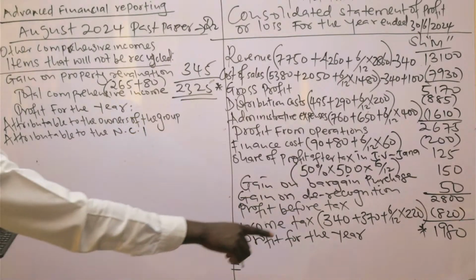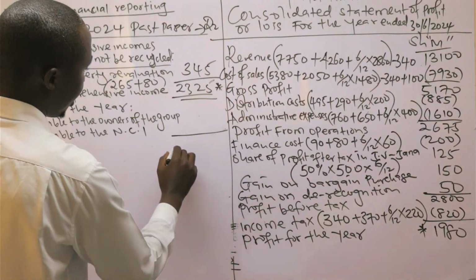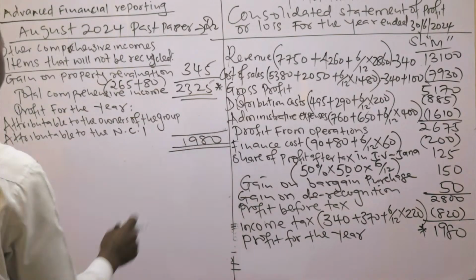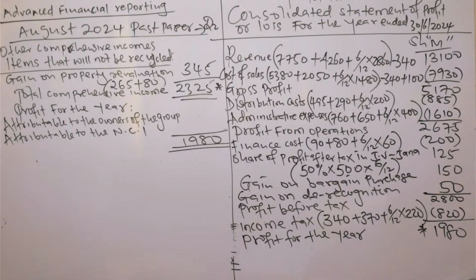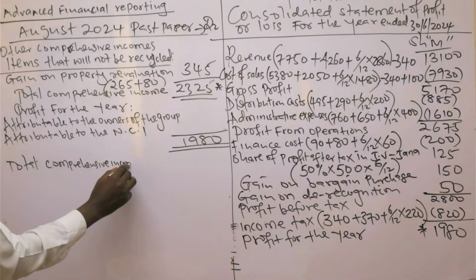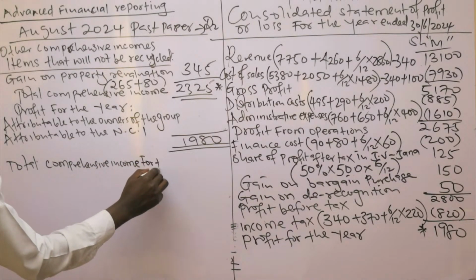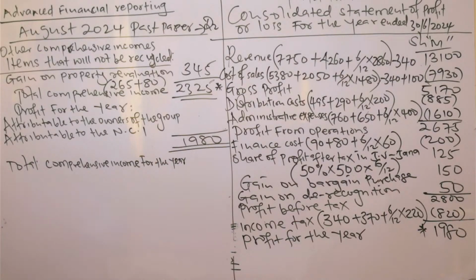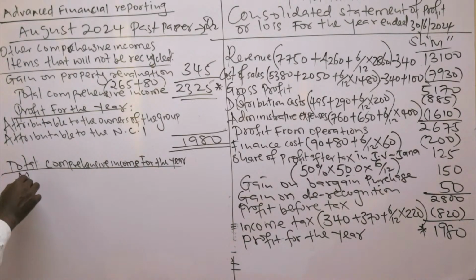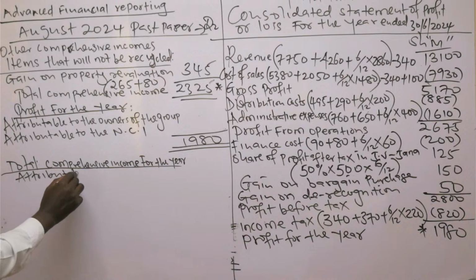The profit for the year, remember, it was 1980. So I will share the 1980 here to this and this. And also I will come here and say total comprehensive income for the year. Remember this profit for the year. Then we have total comprehensive income for the year attributable to the owners of the group.